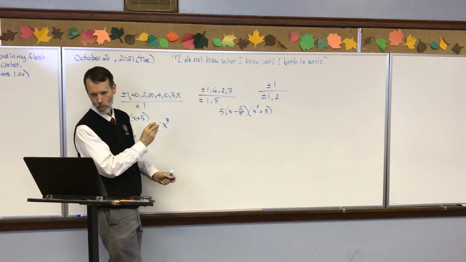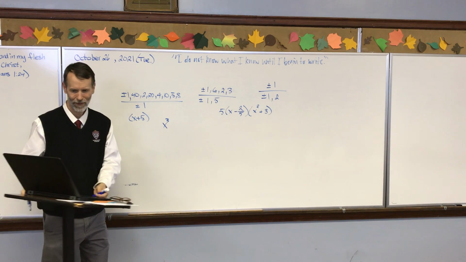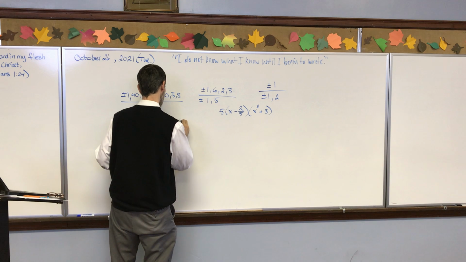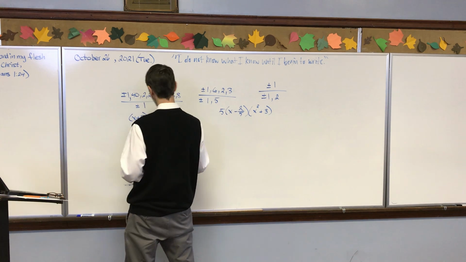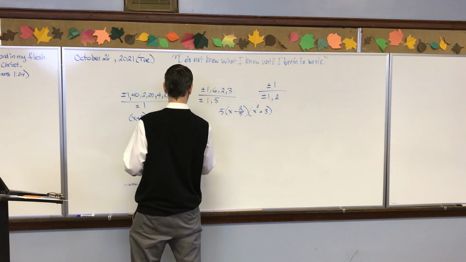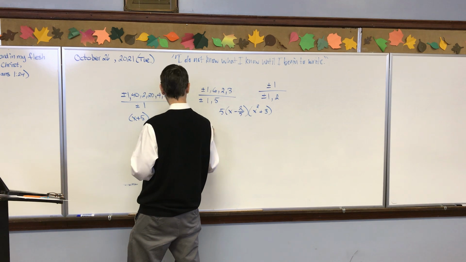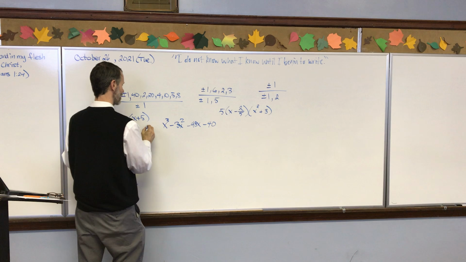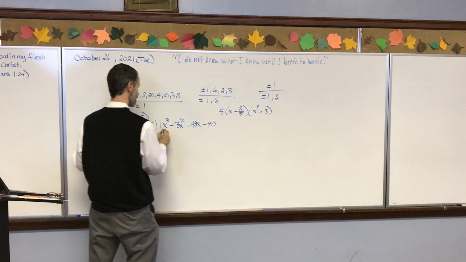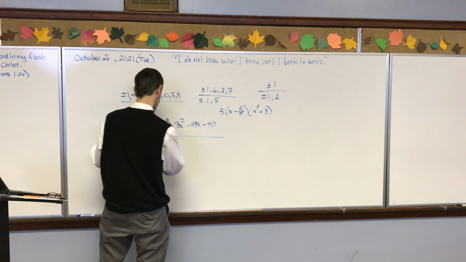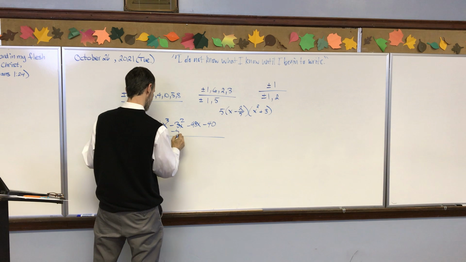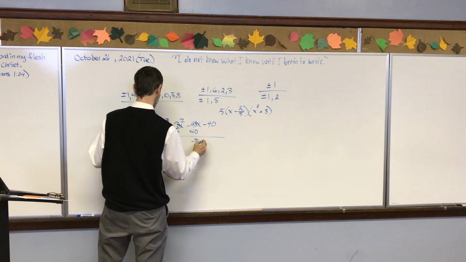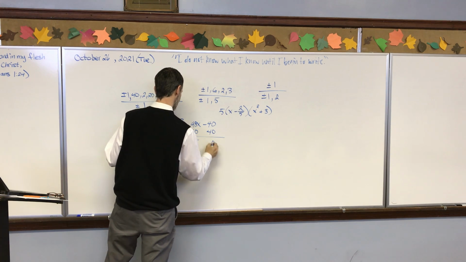X cubed, minus, this is probably in the way, right? Minus 3x squared, minus 48x, minus 40. And guessing around, you can find that negative 5 is one of the roots. So I'm going to do synthetic division here. Add, multiply, add, multiply, add, multiply, add.